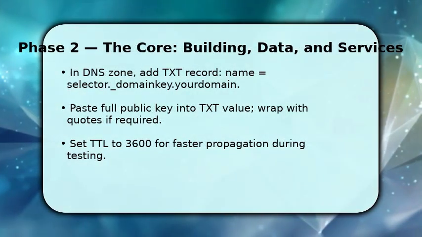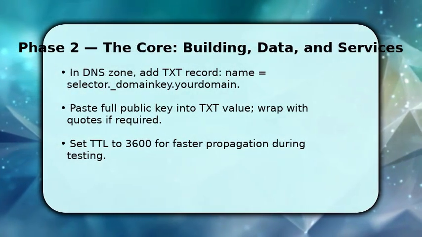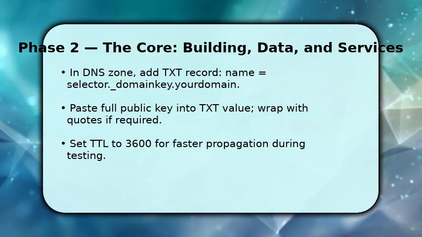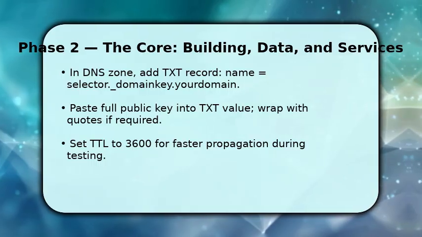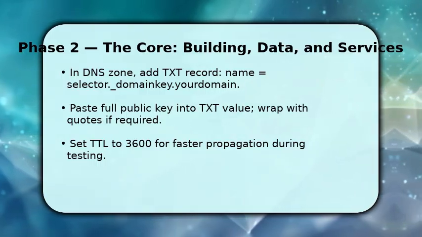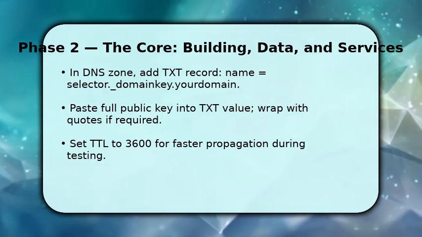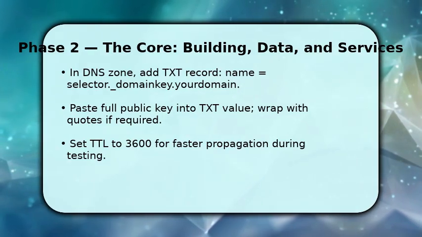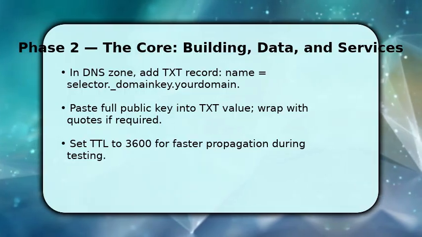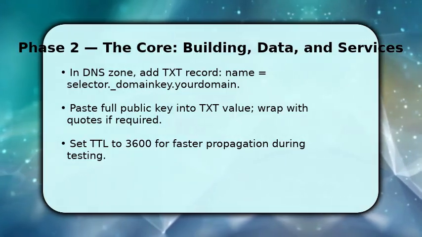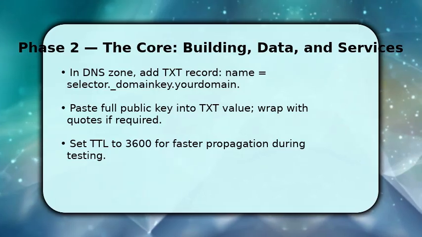Now you add the DKIM TXT record in the DNS zone editor. Create a new TXT with the name formatted as selector._domainkey.yourdomain, for example, default._domainkey.example.com. Paste the entire public key into the TXT value. If cPanel asks, include the v=DKIM1, k=rsa, p= prefix. Once done, set TTL to 3600 for testing.